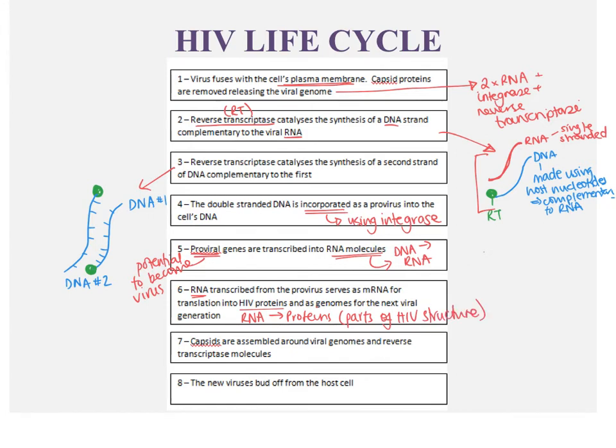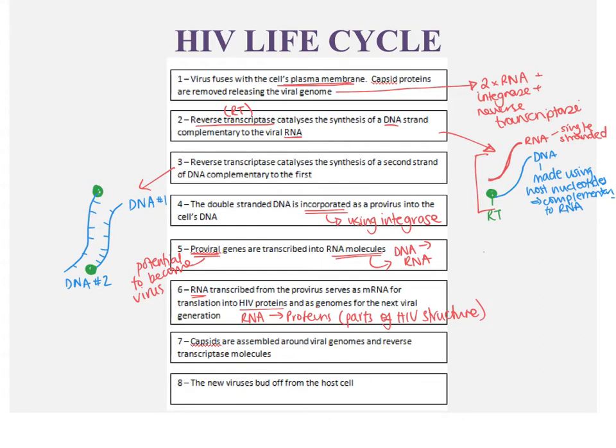So this is where we're making lots of new HIV molecules. Now remember, our HIV itself doesn't have any ribosomes, it doesn't have any Golgi apparatus or anything like that. So it relies on integrating its genetic material into the host in order for these proteins to be made in order to make more HIV molecules.